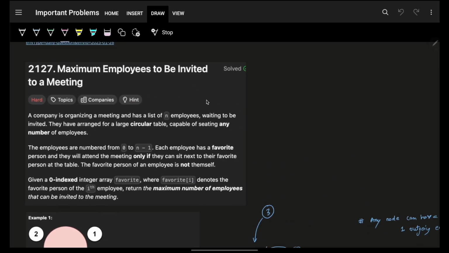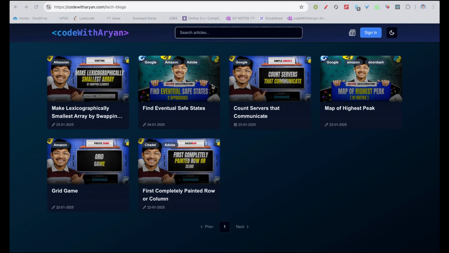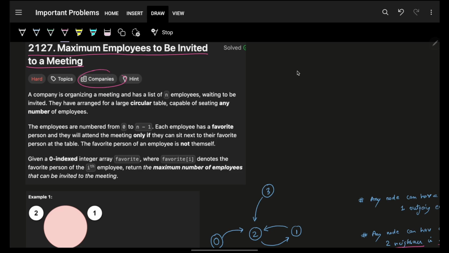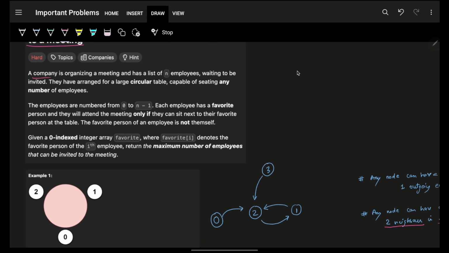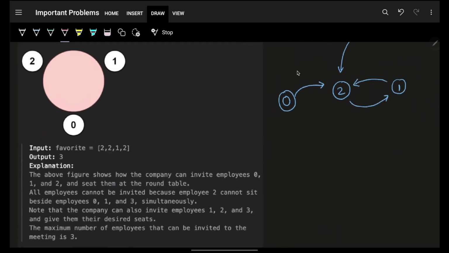In this video, we're gonna see maximum employees to be invited to a meeting. Company tags you can find on the website. Now, coming to that, it simply says that you are given a company that is organizing a meeting and it has a list of n employees. As you can see, you are given n employees.